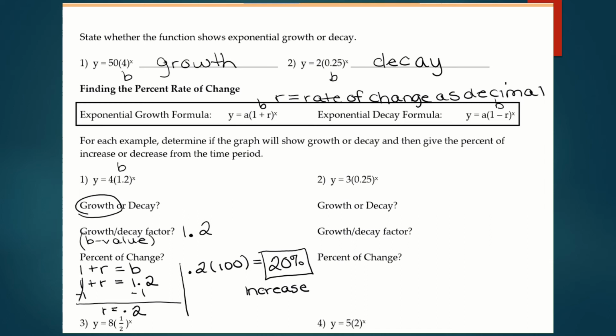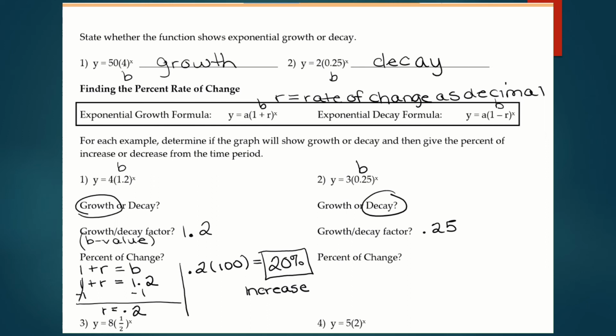Now let's take a look at number 2. y equals 3 times 0.25 raised to the power of x. Our b value is 0.25. Seeing as that's in between 0 and 1, we would call this a decay. Our decay factor is what the actual b value is, which is 0.25.